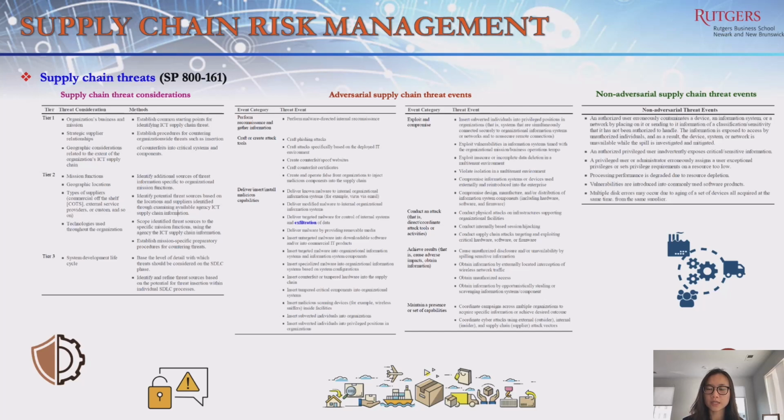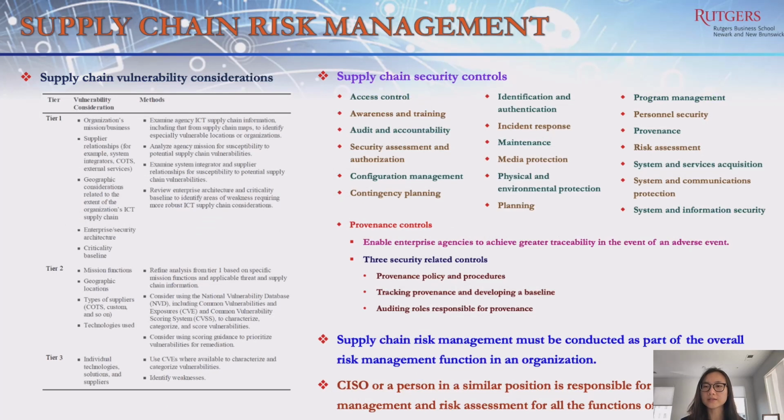The special publication also provides possible adversarial threat events to ensure that organizations consider all threats in their threat analysis. The adversarial threat events are broken down into 7 distinct areas. Along with threats, the special publication also provides guidance on tier-based analysis of supply chain vulnerabilities. This table on this slide provides a systematic way of working down from Tier 1 through Tier 3 to consider all vulnerabilities and related methods.